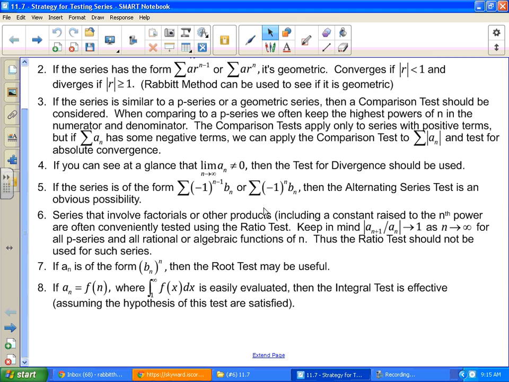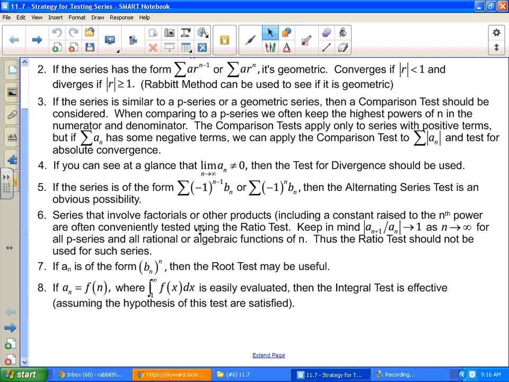Number 6, if it has factorials, when did we see that? The ratio test, right? Because with the factorials, things start to cancel when you do your dividing, right? So if we have factorials or other products, we use that ratio test. I didn't end my parenthesis. It really bugs me. Let's see here.